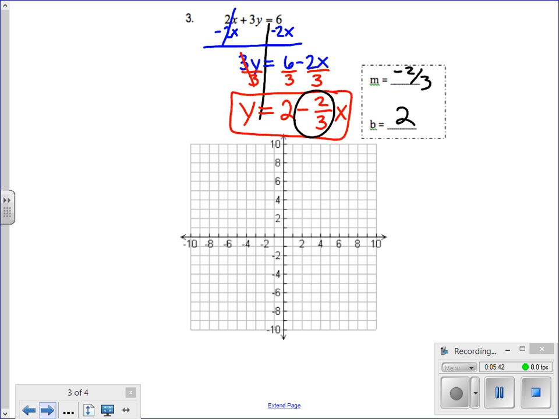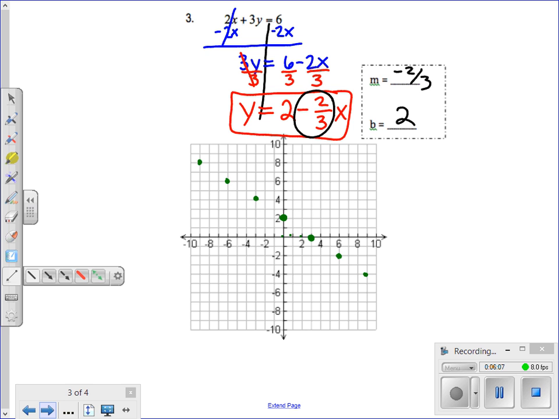So I go ahead and plot the y-intercept first of 2. And because my slope is negative, I have to go down 2 to the right 3. Down 2, right 3. Every time I go to the right to start my slope, but the up and down is dictated by positive or negative. Once I filled in all the points, I can go ahead and graph the line.